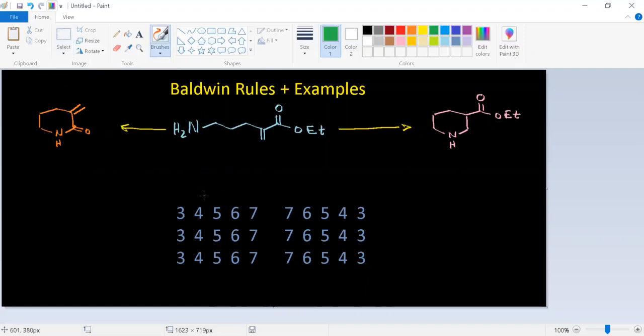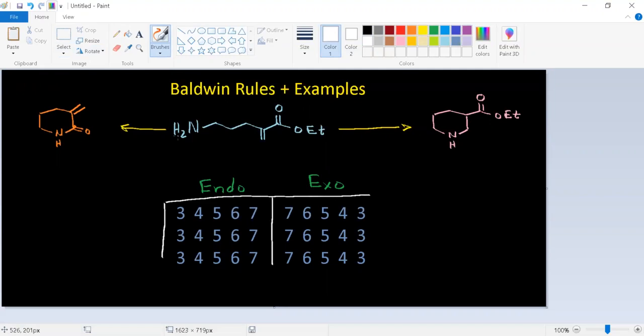We're going to call this left side anything that is endo, and this right side will be our exo. Right. So what is endo and what is exo, according to Baldwin? Well, I like to think of endo and exo as being the location of where our lone pair of electrons turns up in the end.